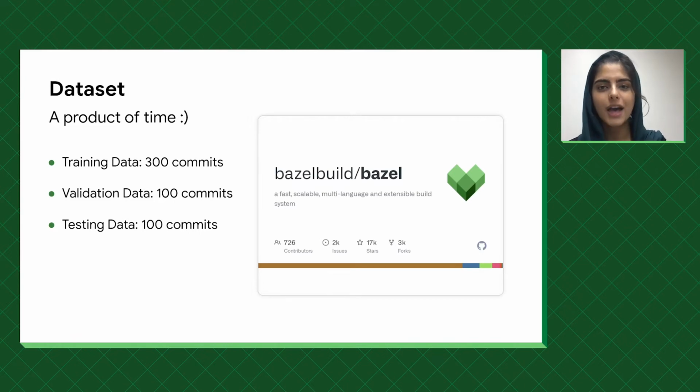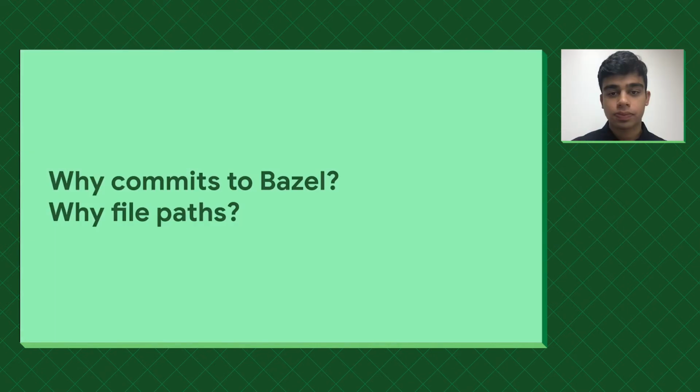The reason we chose 500 is a constraint on our part of time as well as our computers. It took us about a whole day just to pull 500 commits. And we spread those commits out as 300 training commits, 100 validation commits, and 100 testing commits.